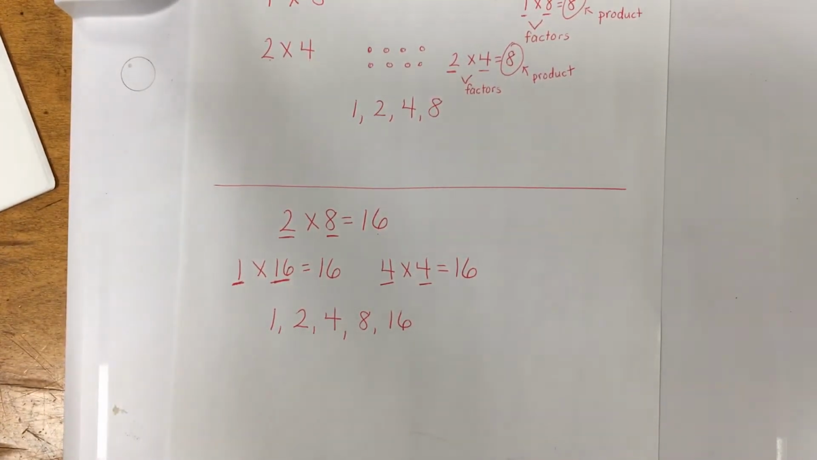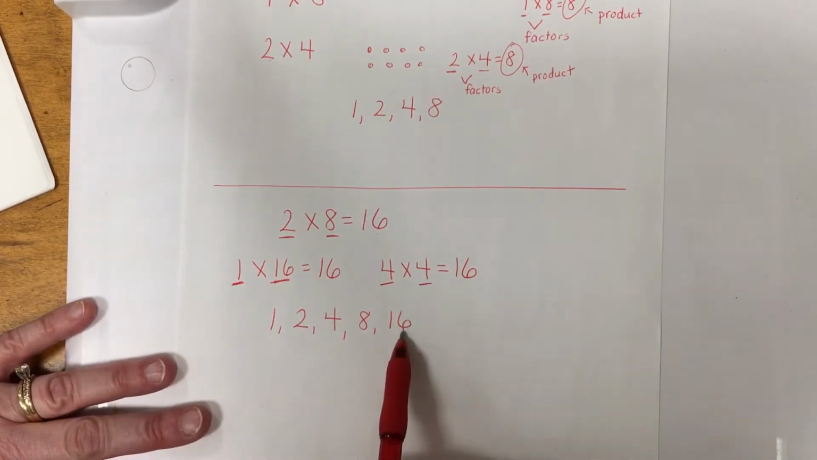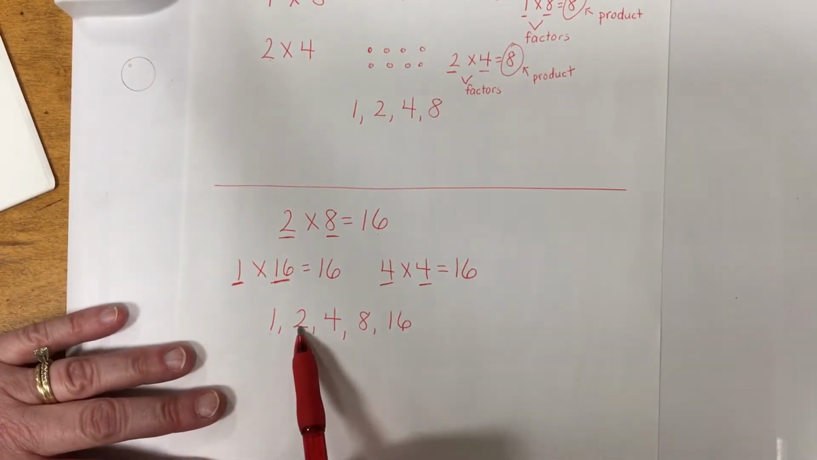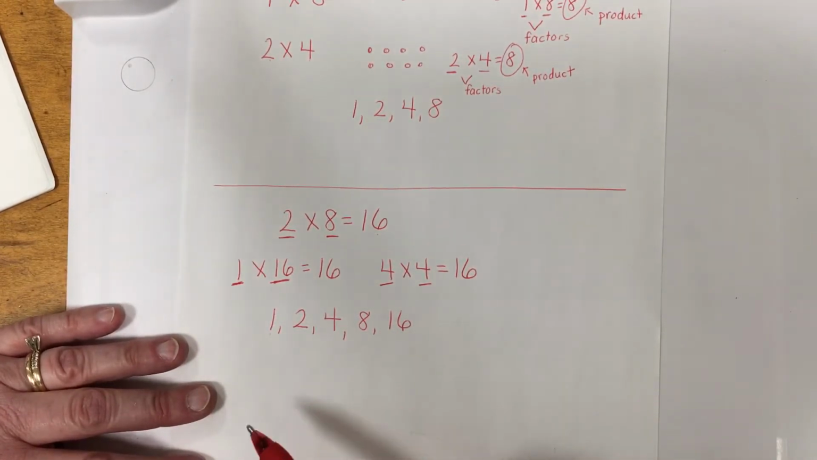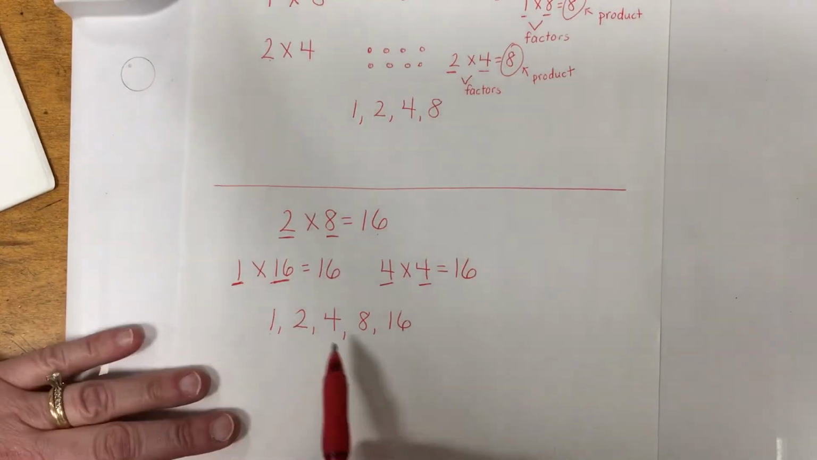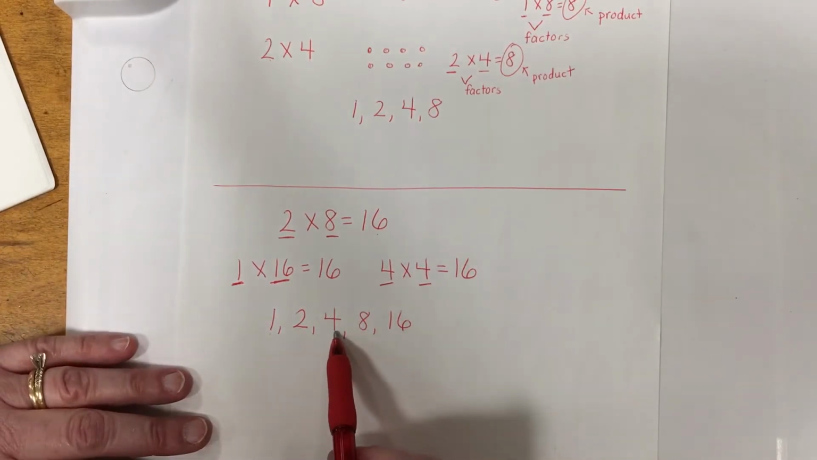Now, how do I know those are all the factors of 16? Well, I like to start with 1. 1 times 16 is 16. What comes after 1? 2. 2 times 8 is 16. What comes after 2? 3. Is 3 times anything 16? It's not. If I skip count, 3, 6, 9, 12, 15, 18. So 3 is not a factor. What comes after 3? 4. 4 times 4 is 16.